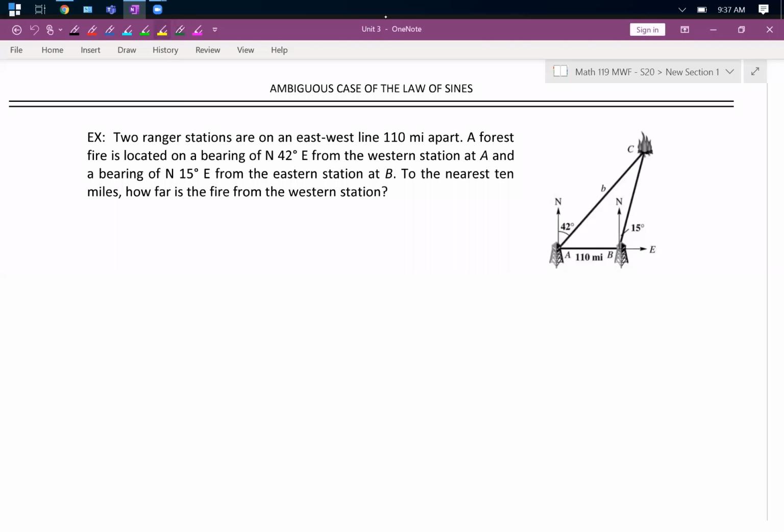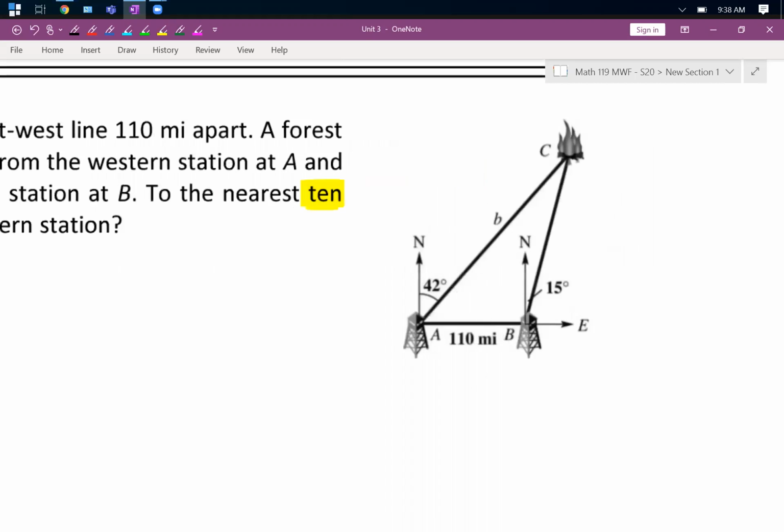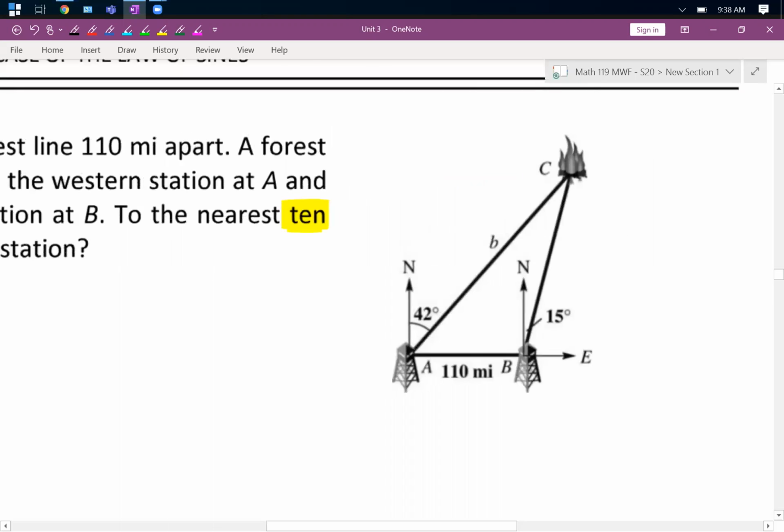So careful, that doesn't say 10. To the nearest 10 miles. How far is the fire from the western station? All right. Well, they've already started a picture for us, so that's great.